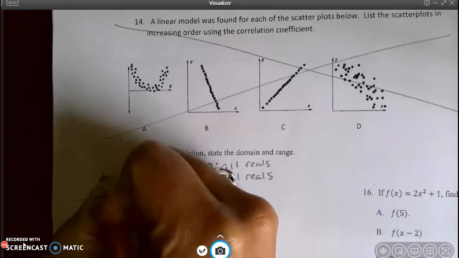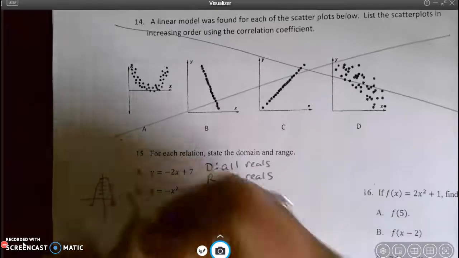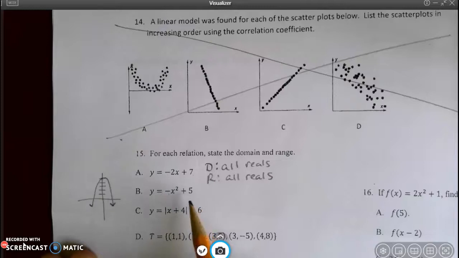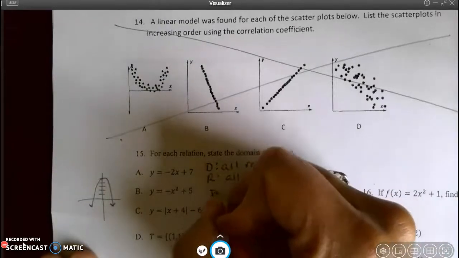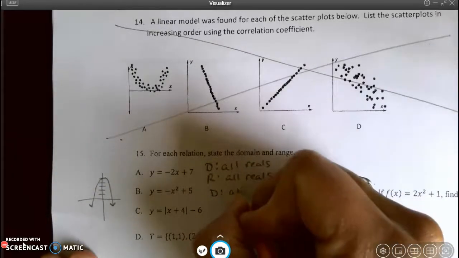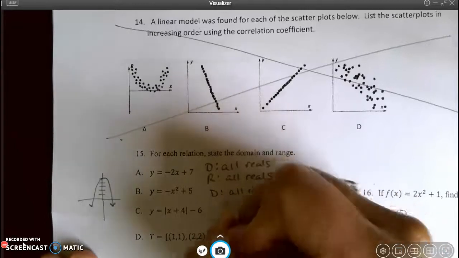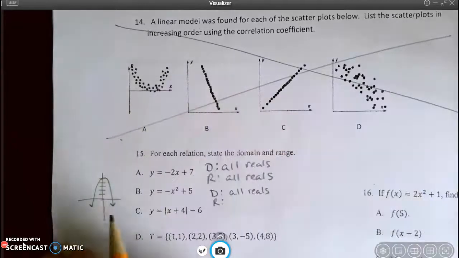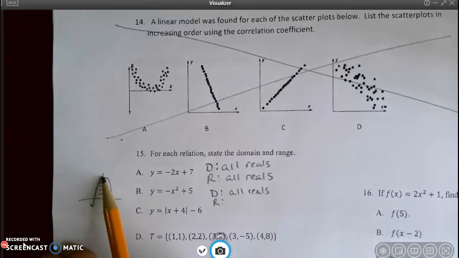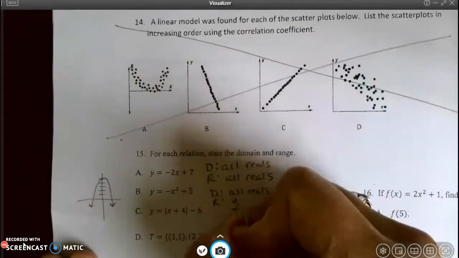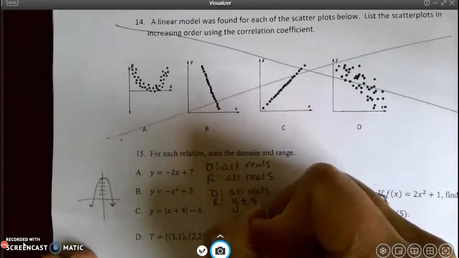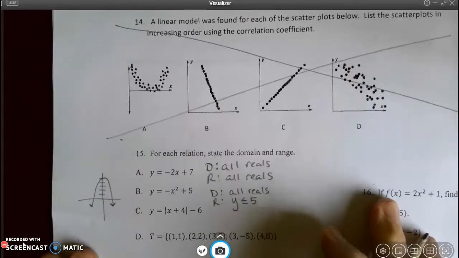Now again, you can just get on your calculator, put it in y equals, and find this graph. And based on this, the domain, I can put anything in for x that I want. But I notice that my range is limited because I never go above the 5. I'm always at 5 and below. So y is less than or equal to 5 is my range.